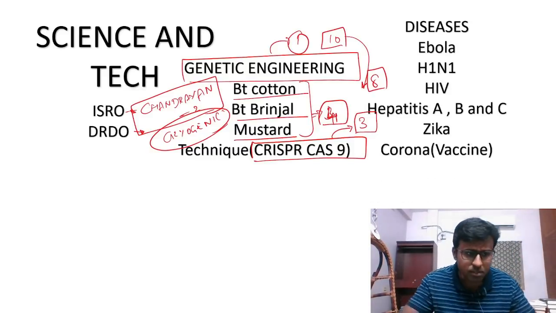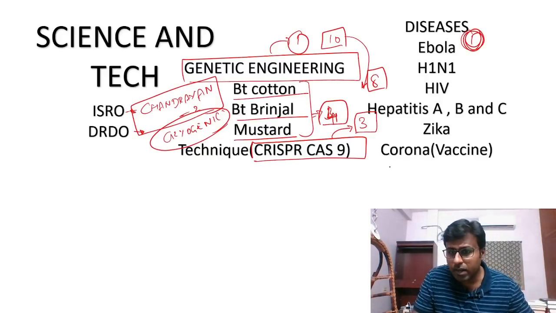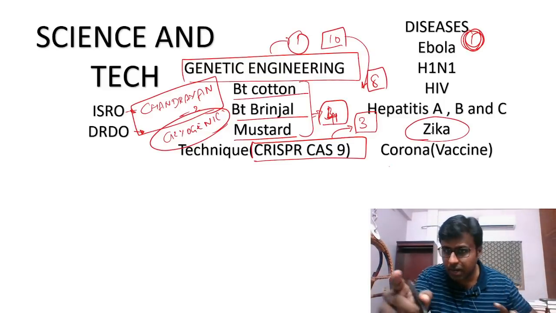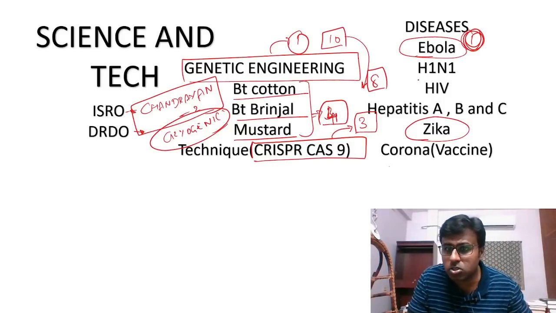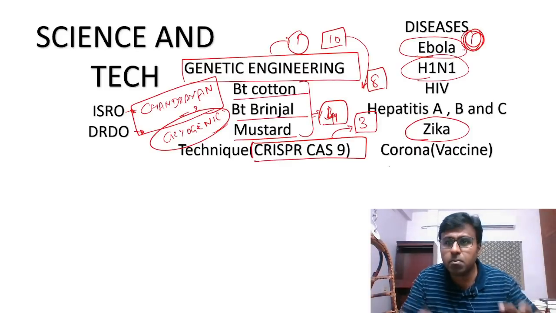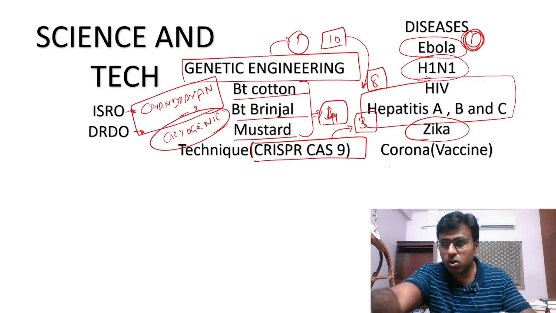Next, see diseases, idhula ஒரு question will come, one question. So already, if you see, Zika virus created a problem, Zika was asked. Ebola created a problem, Ebola was asked. H1N1 created a problem, H1N1 asked. If nothing else is created, UPSC asks HIV and hepatitis A, B, C, what is this. So you have to know all.